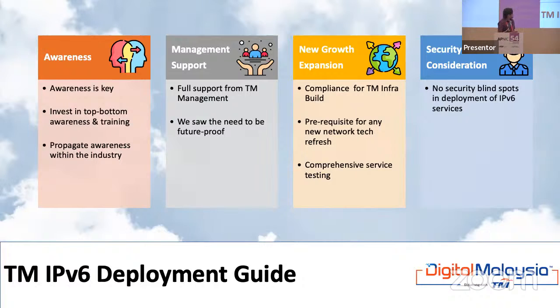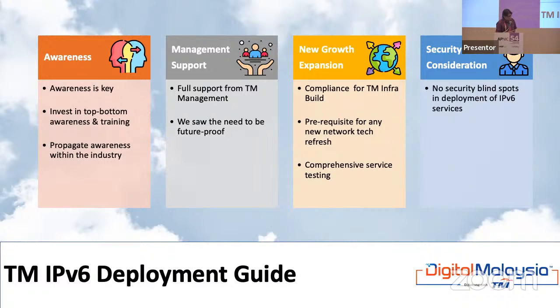This is important because my portion is only on the core network, the edge, and the global, but delivering IPv6 is end to end. So with their full support and the right awareness, they can spearhead the same initiative to the other divisions in TM. We are looking at the core, another division is looking at the CPE, and another at the NMS, because we are talking about end-to-end delivery. And moving onward, another thing we agreed upon is the need to be future-proof, and IPv6 is one of it.